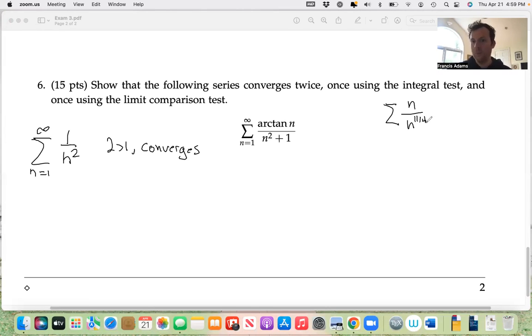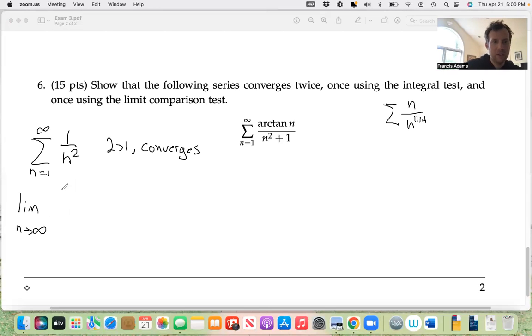This one just turns out to be bigger. In this case, arctangent of n levels off. So if we just don't even use it, we'll see when we take the limit, we'll be able to make this work. Okay. So what does it look like if we try to make this work? So this converges.